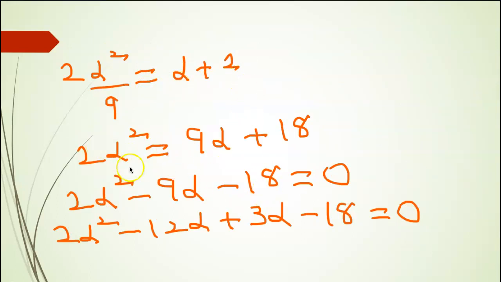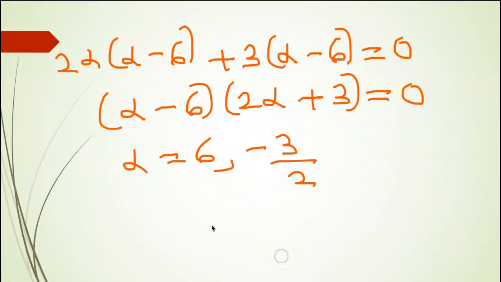You get a quadratic, that is 2 alpha squared minus 9 alpha minus 18 equal to 0. You can factorize it into 2 alpha squared minus 12 alpha plus 3 alpha minus 18 equal to 0. So you get alpha minus 6 into 2 alpha plus 3 equal to 0. So alpha is 6 or minus 3 by 2.